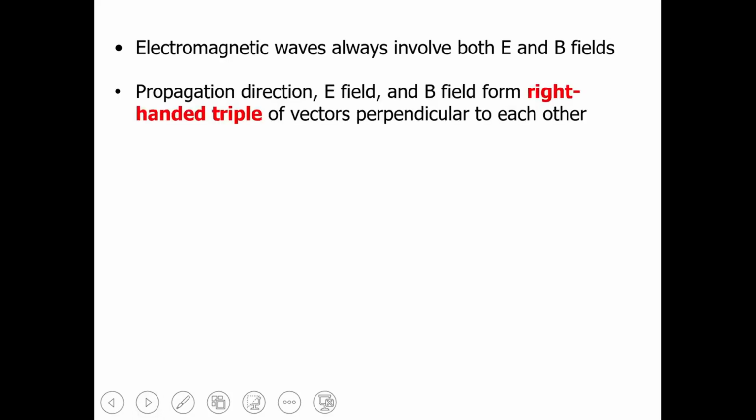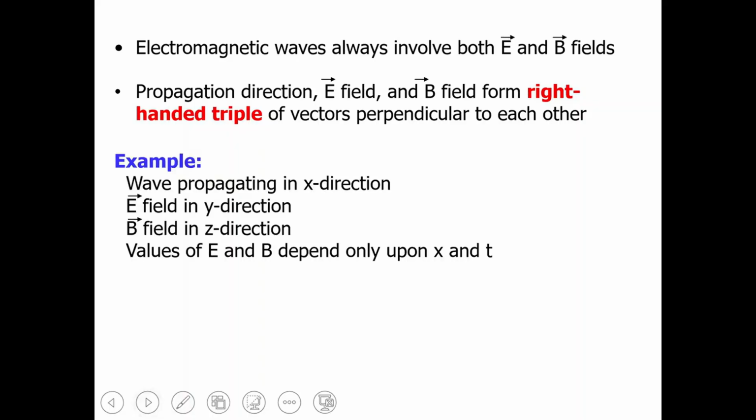Electromagnetic waves always involve both electric and magnetic fields, although sometimes we may ignore the magnetic field and look only at the electric field, or we may ignore the electric field and look just at the magnetic field, but they are always propagating together. The propagation direction of the wave, which direction the wave is traveling, the electric field and the magnetic field form a right-handed triple vector that are all perpendicular to each other.